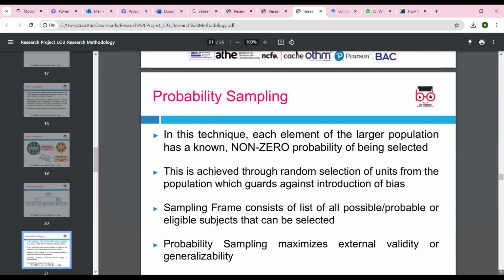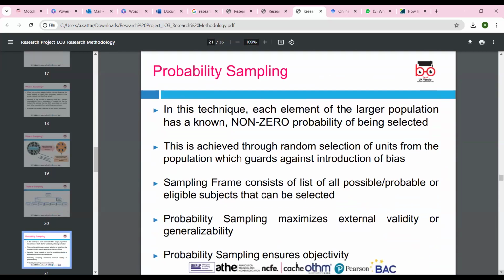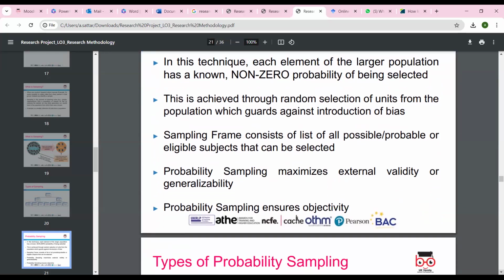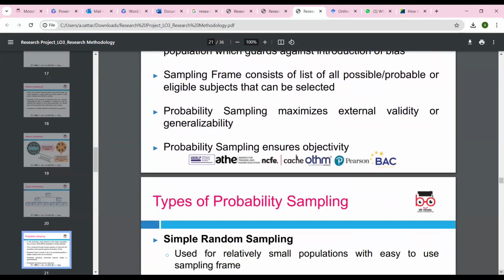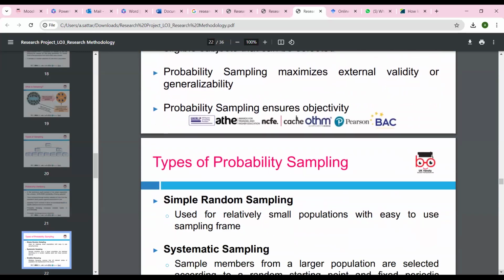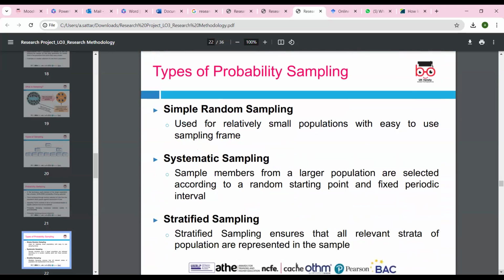In probability sampling, each element of the large population has a non-zero probability of being selected. This is achieved through random selection of units from the population, which avoids the introduction of bias. The sampling framework consists of a list of all the possible eligible subjects that can be selected. Sampling can maximize external validity and generalizability, which we need, and it ensures the objectivity of the research.